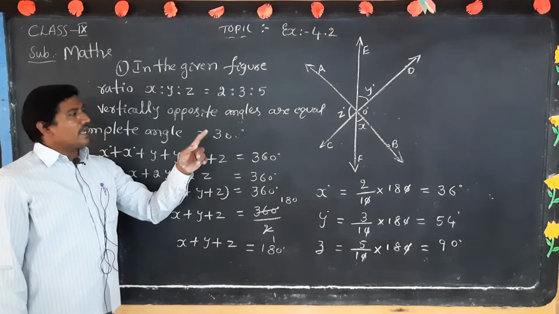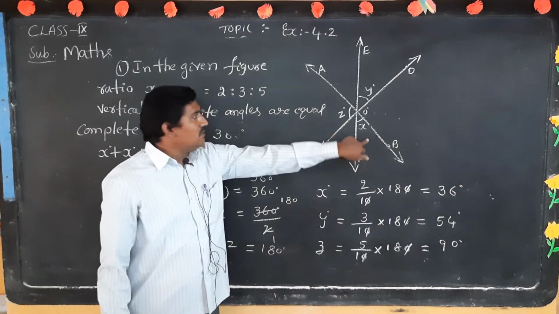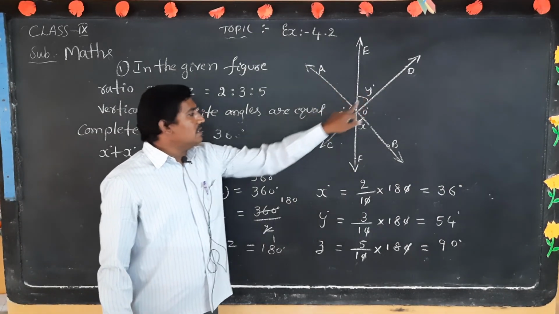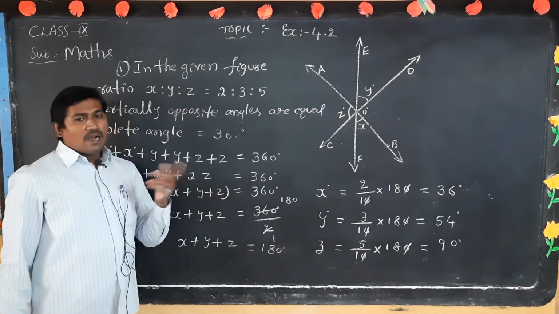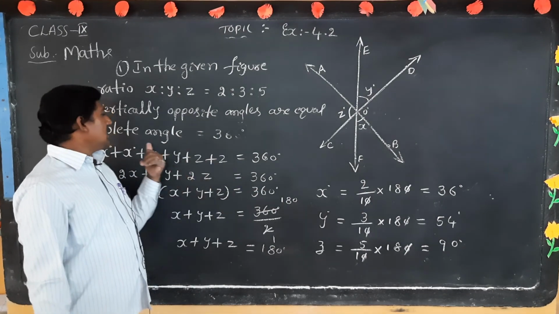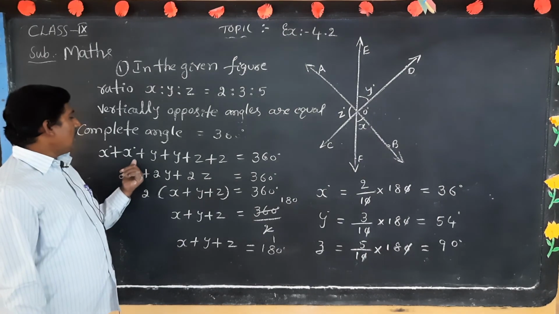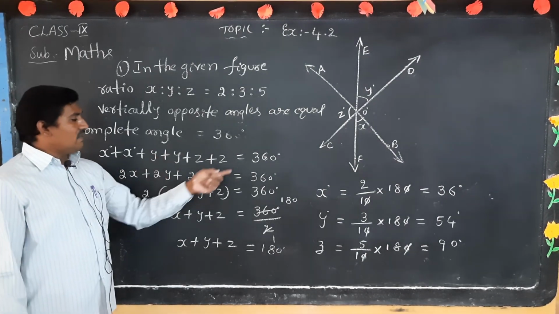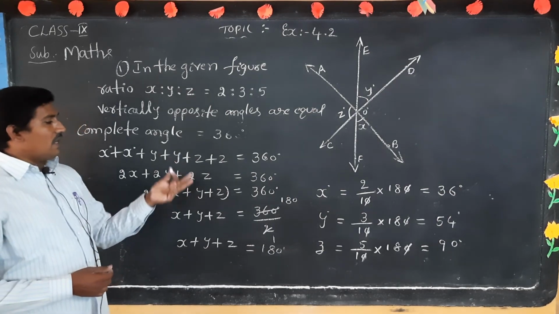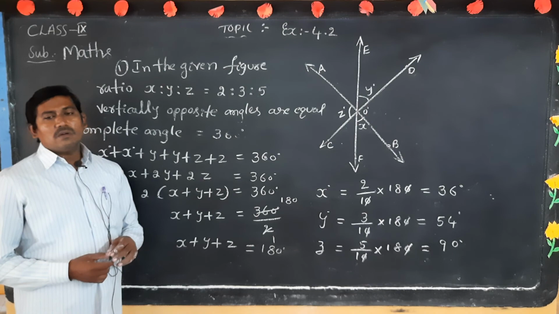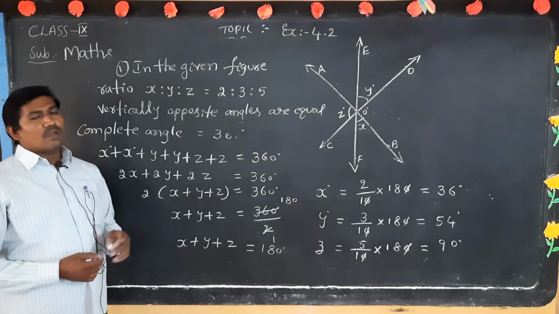So first of all, we took the axiom of vertically opposite angles. This x means this one also x only, this y means this one also y only, this z means this one also z only. After that, we know a complete angle is equal to 360 degrees. Then 2 x values, 2 y values, 2 z values, all adding, make 360 degrees. Then we got x equal to 36 degrees, y equal to 54 degrees, z equal to 90 degrees. In exercise 4.2, this first problem is completed.